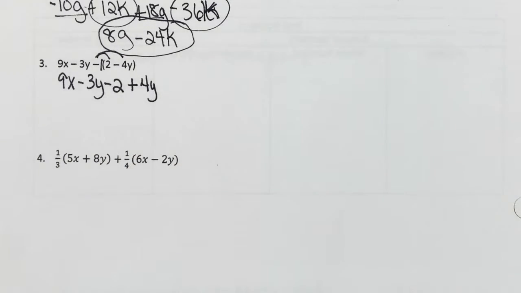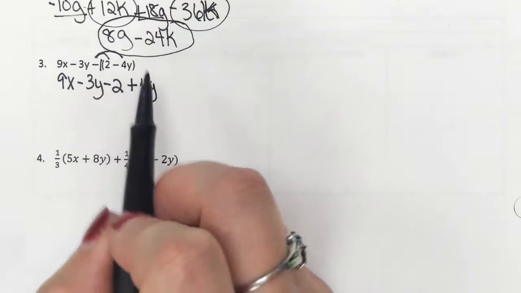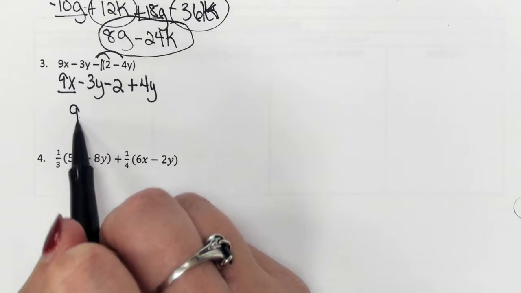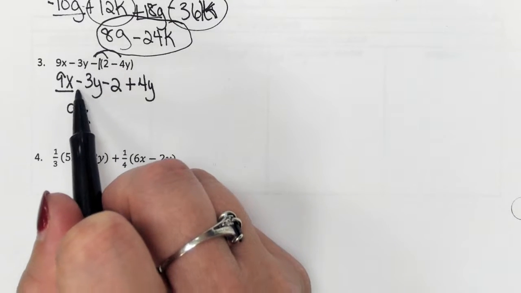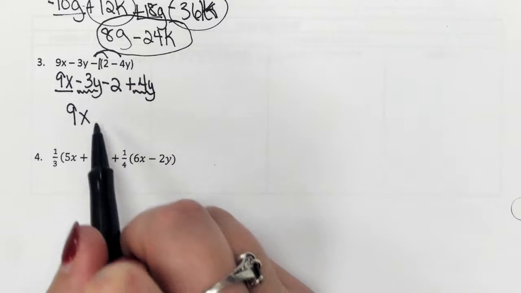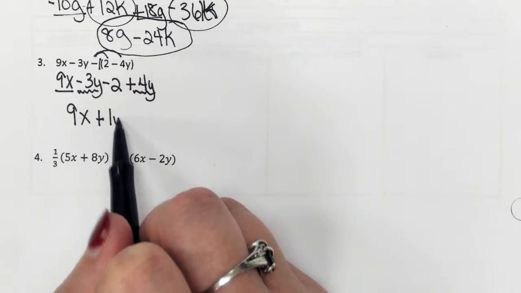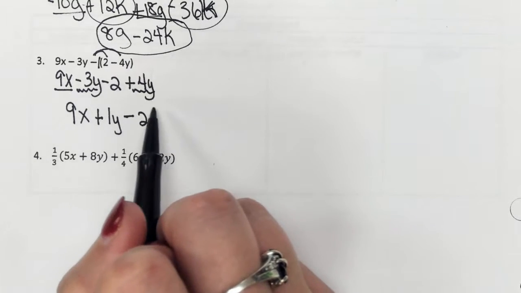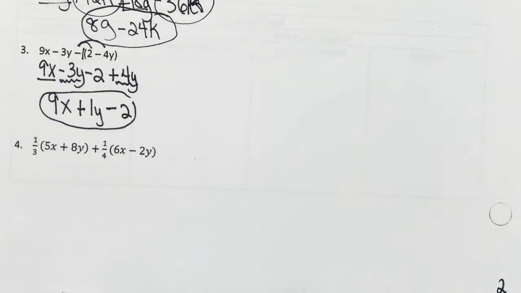Very nice. Now, when I combine these, I need to write my answer in standard form. What does it mean to write my answer in standard form? Like the X and Y before, in alphabetical order. Very nice. Okay, so what's the first letter in the alphabet here? X. Nothing else is like him, so I'm going to bring him down. But I can combine the 2 Y's, and I get a positive 1Y, or just positive Y. And then what's my constant? Minus 2. Y'all okay?